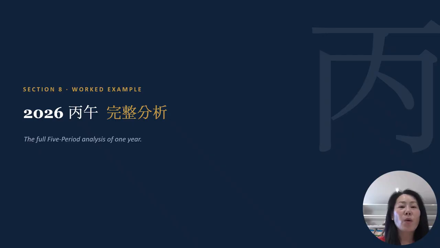Section 8 brings it all together on 2026, the year being Wu. We already know the headline: water excess, Wu Yun. Now let's lay the host and guest period side by side, period by period, and read off what the year asks of us. It turns out to be a beautifully harmonious year for the 5 periods, with one important caveat.